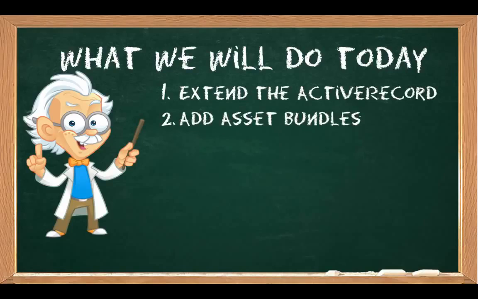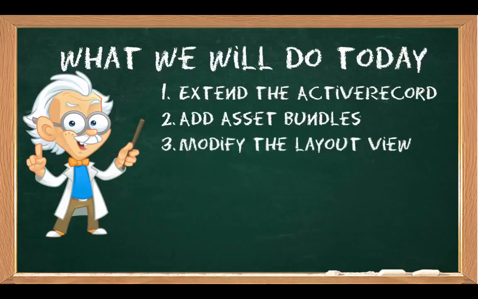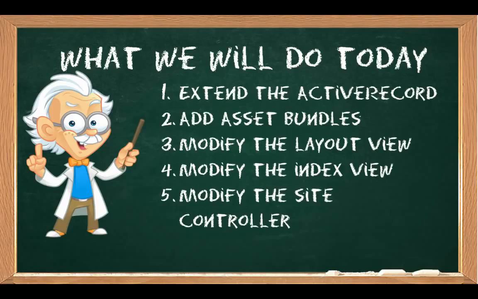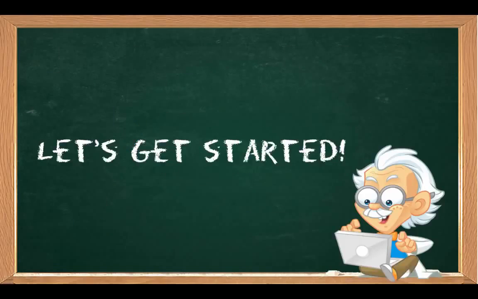We're going to add our asset bundles, which we've done before, but we're going to do it to the back end. And then we're going to modify the layout view so that we start building our menu system. And we're going to modify the index view so that we get some useful information on our page. And then we'll modify the site controller to query the database to pass that information to our index page. Well, that's a lot to do, so let's get started.